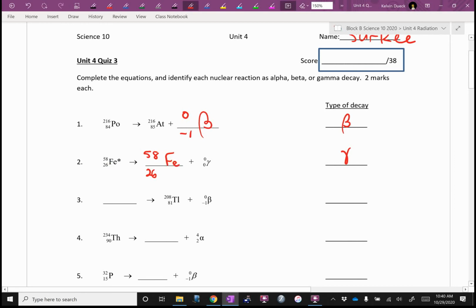It's iron. For a gamma decay, the element doesn't change elements, it loses energy. And that's what this little asterisk there is. That's saying this is a radioactive iron that needs to bleed off some energy to become stable.